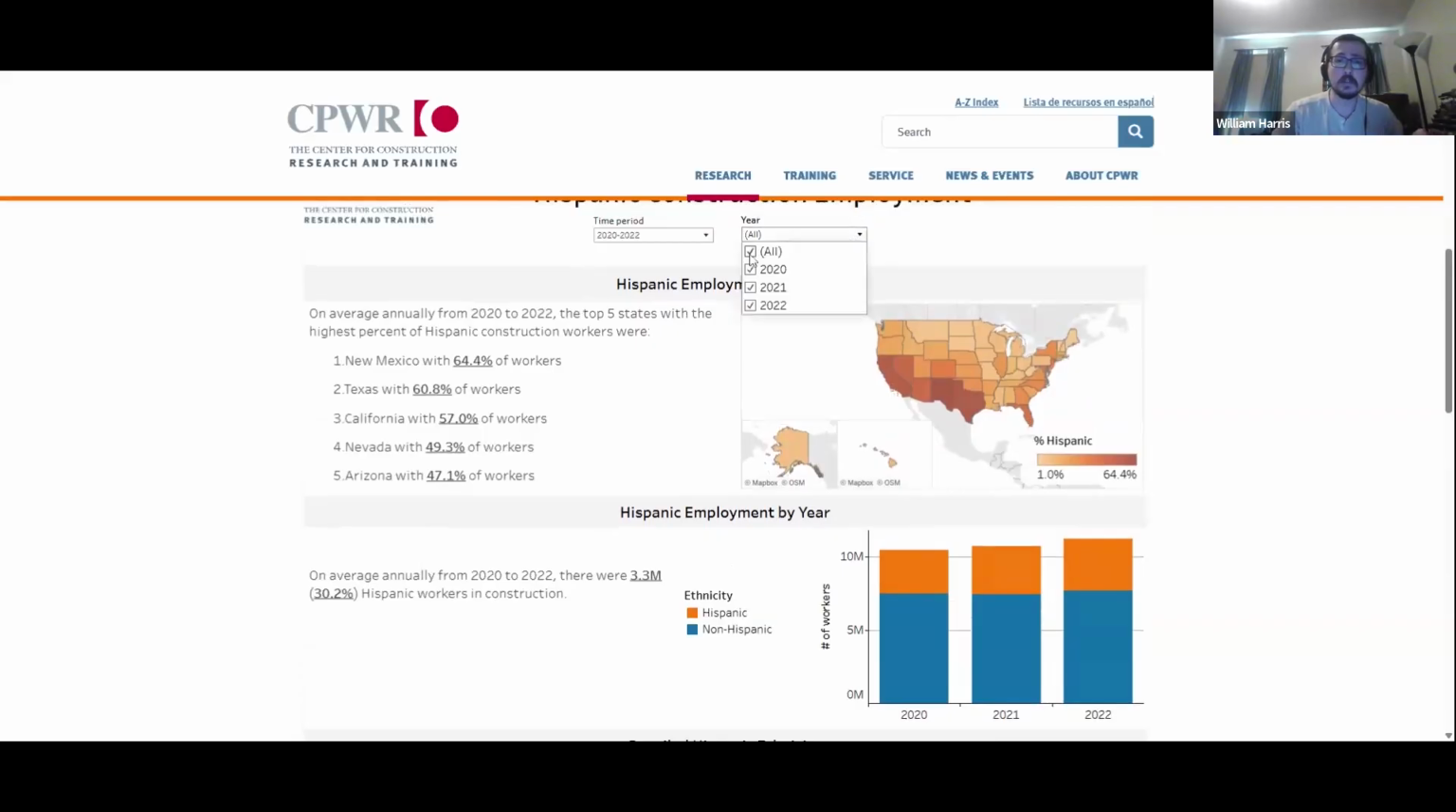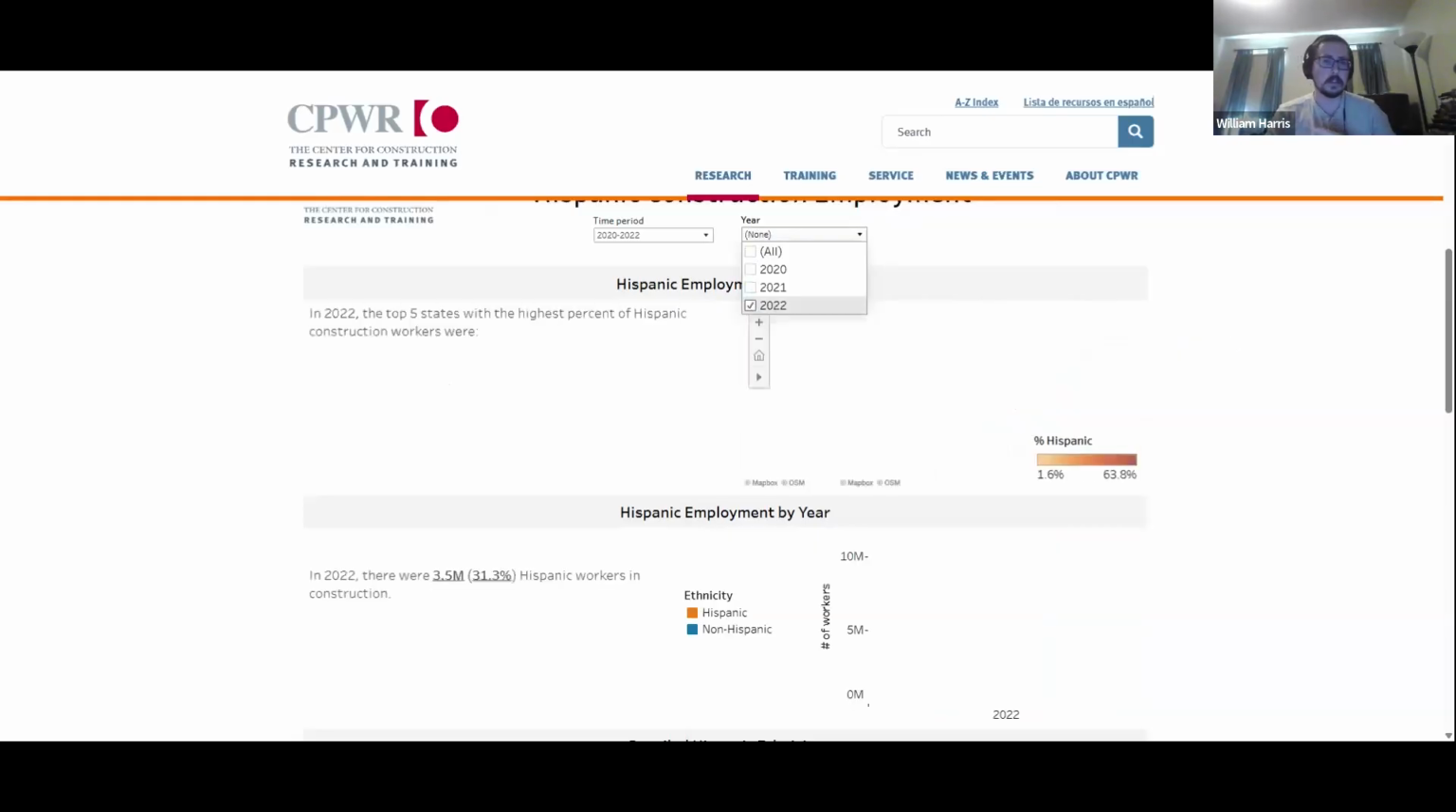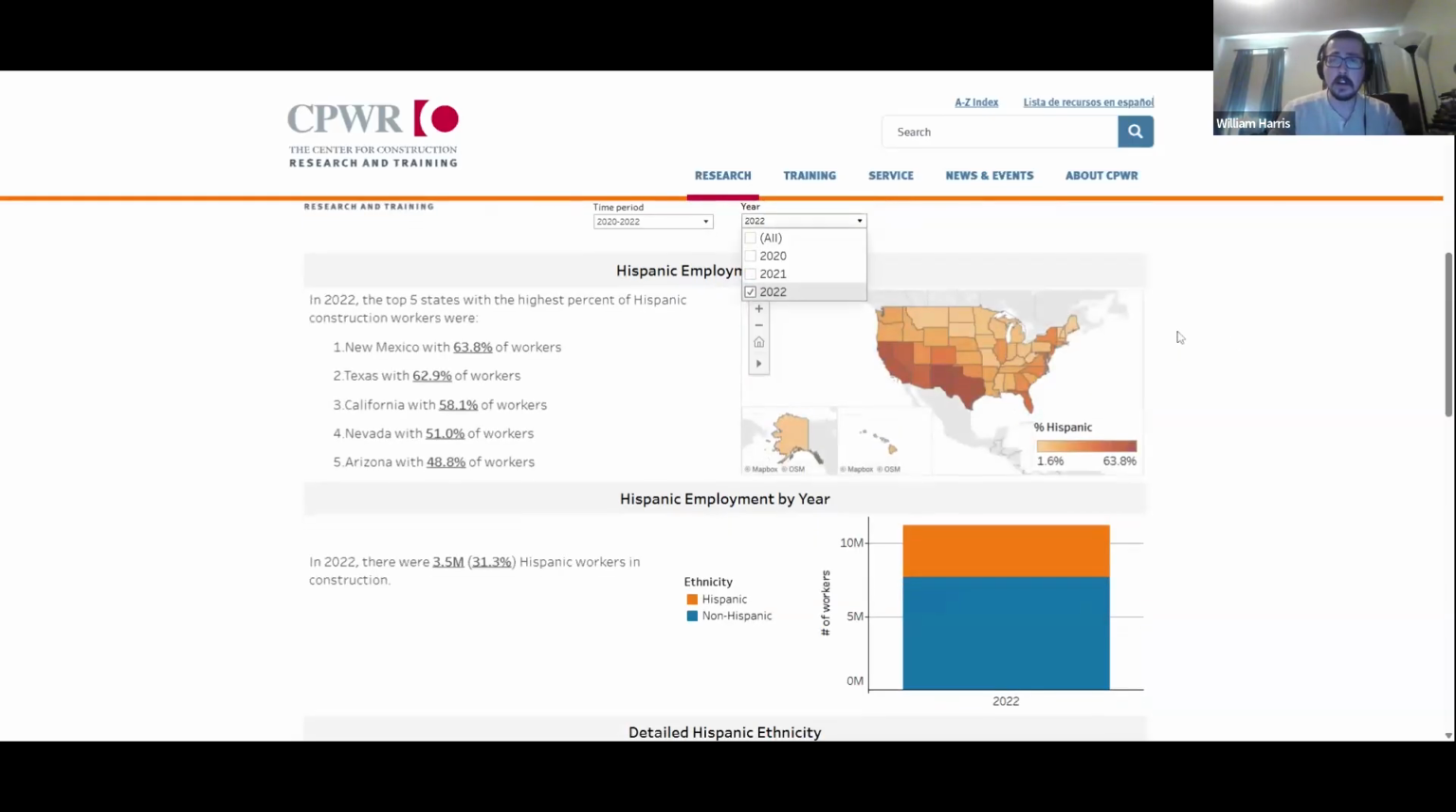I'm going to zero in specifically on the year 2022 using our filters as we look at Hispanic employment by state. Within the southwestern United States, we see that Texas, New Mexico, Arizona, Nevada, and California are the 5 states that have the highest proportion of their construction workforce that are Hispanic. But notably, I want to point out that Texas and California both have extremely large populations of construction workers overall. And so Texas itself has almost 800,000 Hispanic workers within it.